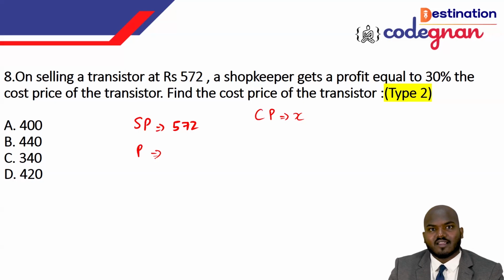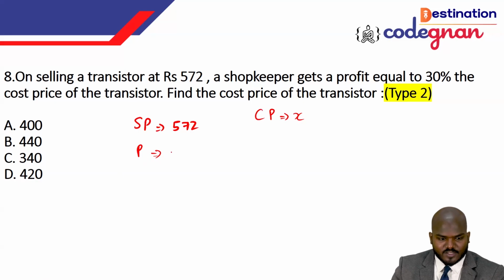You need to always calculate the profit with respect to the cost price only, not with the selling price. The selling price is different from the cost price. If you calculate the profit with the cost price, you will get the selling price. If you calculate with the selling price, you will never get the answer. So please make sure you're not making a mistake on it. 30 percentage of x.